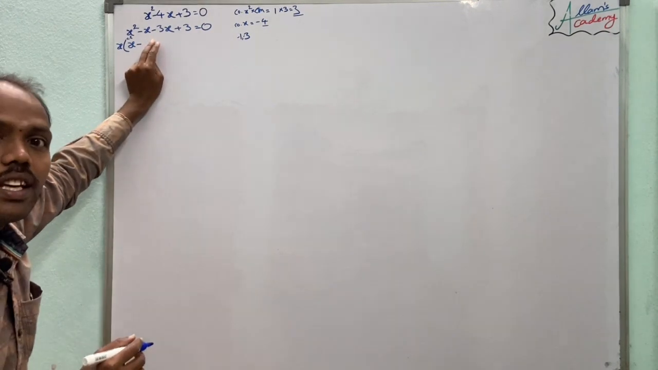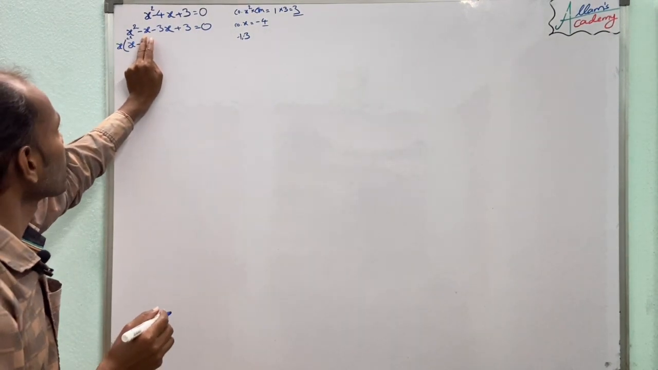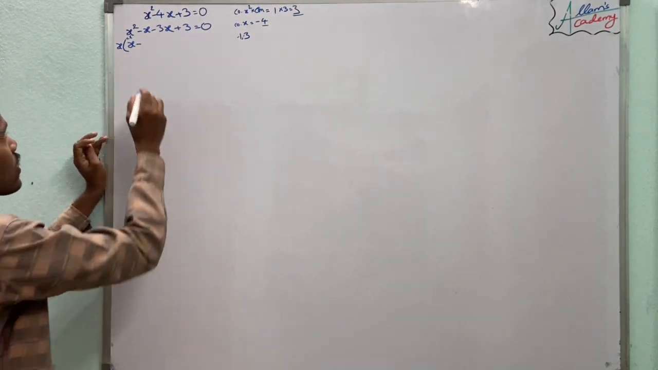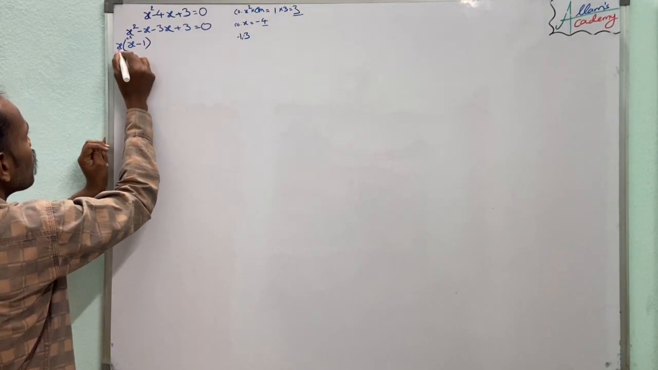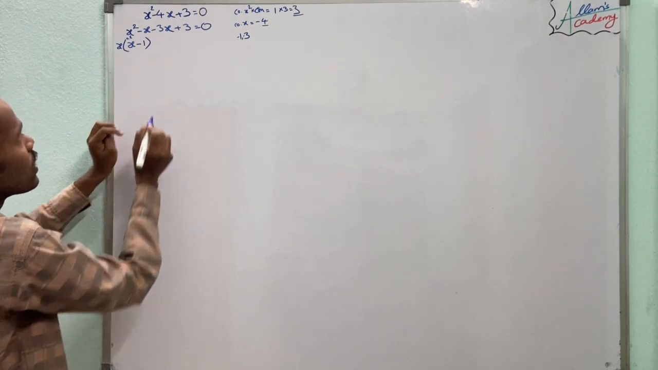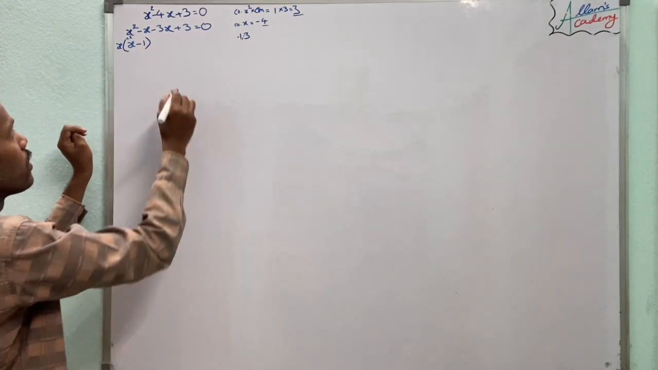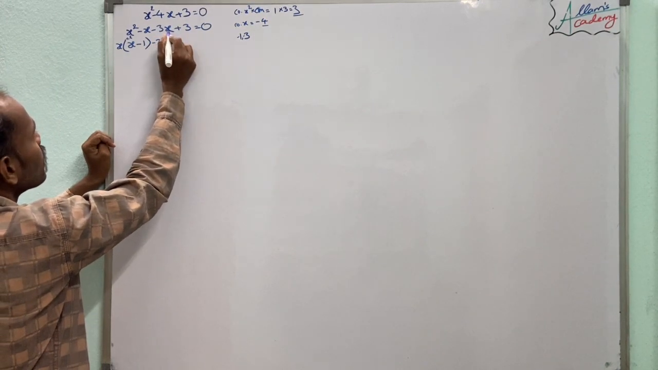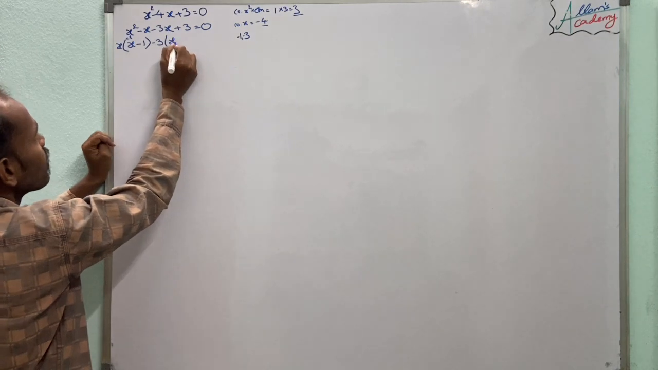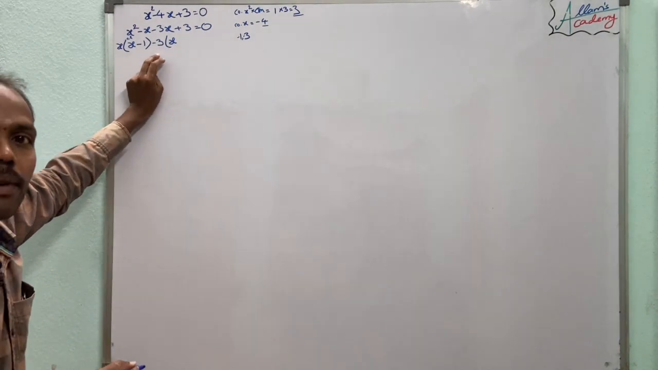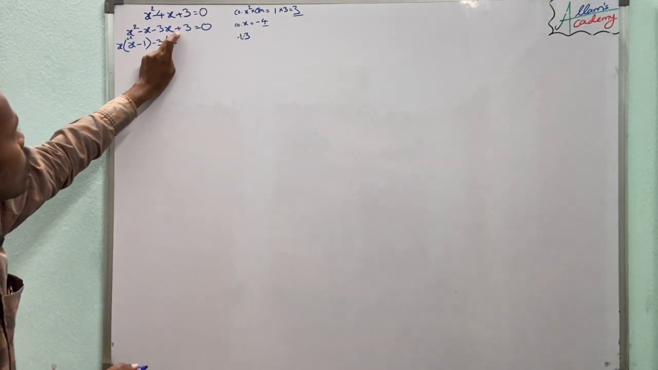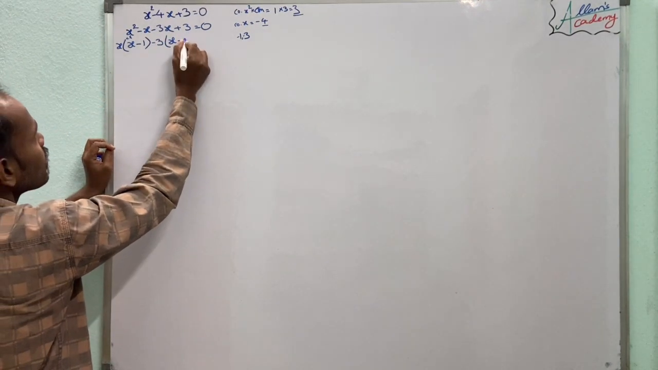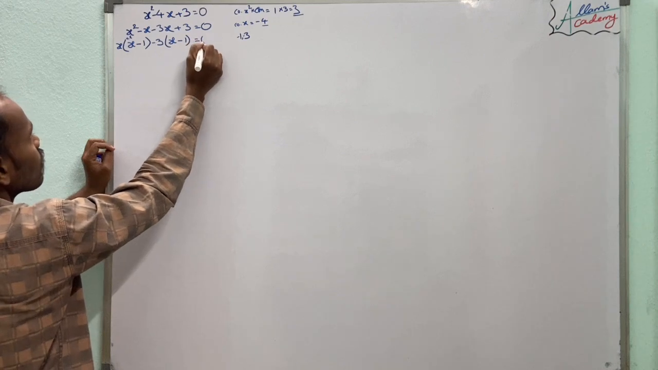Taking x outside, we can write 1, so x into x minus 1. Now in the other two terms, 3 is common. Taking 3 common, minus 3 into x gives minus 3x. So here we write x, and minus into plus is minus, so minus 3 into x minus 1, equal to 0.